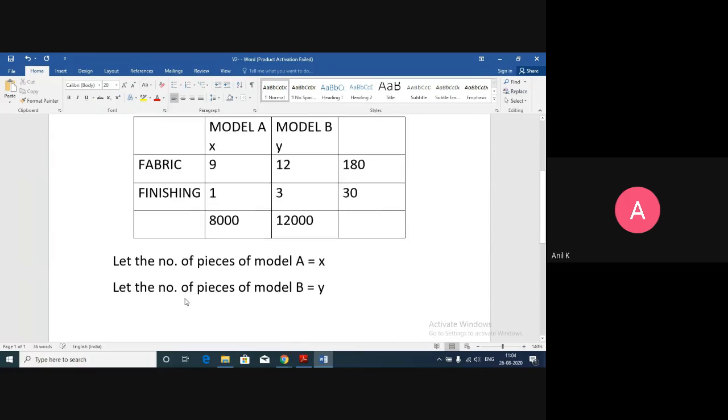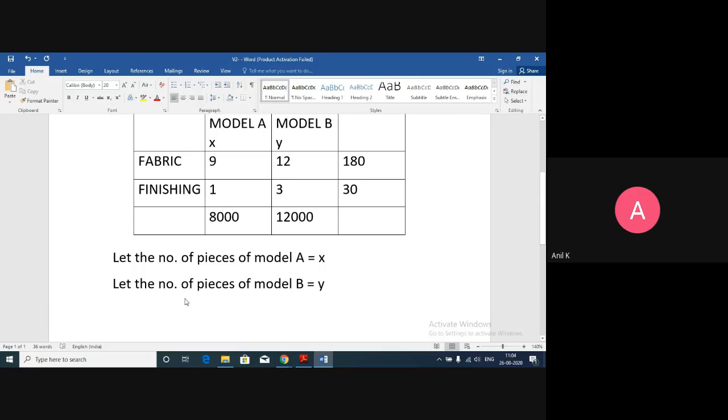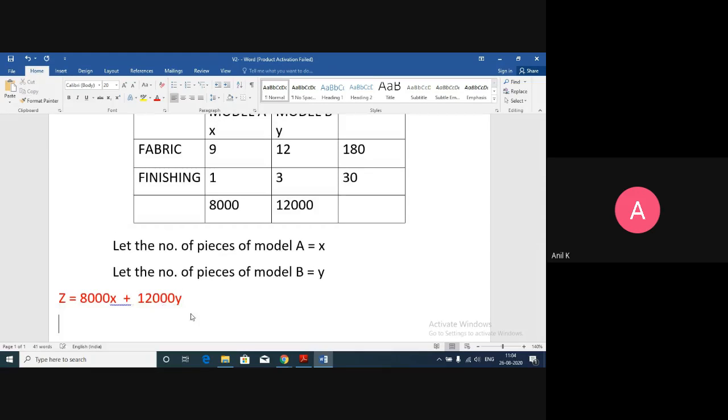So the first equation I make is to maximize the profit. Let me get the equation for Z. One piece profit is 8,000 for model A, and I am making X pieces, so it will be 8,000X. Now for model B, 12,000 per piece, and I'm making Y pieces, so 12,000Y. So this is the equation of maximization. I have to find the X and Y values. If I substitute here, this equation should give me the maximum value.